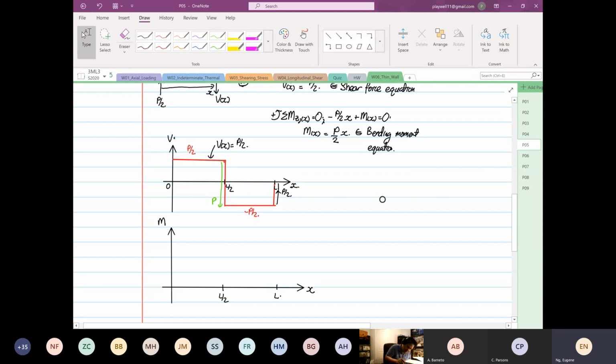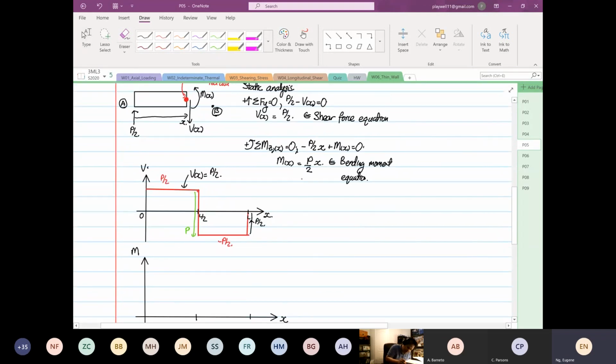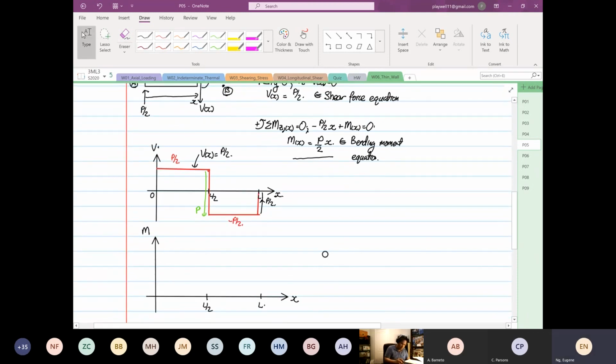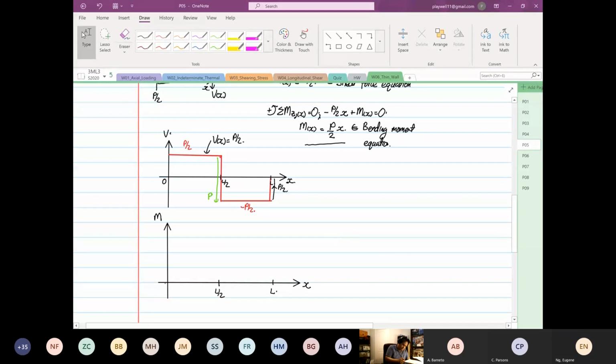So over here, if you look at this, right, the function is a linear equation. When X is equal to 0, we have 0. And at the other end, L is also equal to 0. So over here, you will have a straight line relationship. And then you will have a straight line coming down. Okay, it's a linear function.